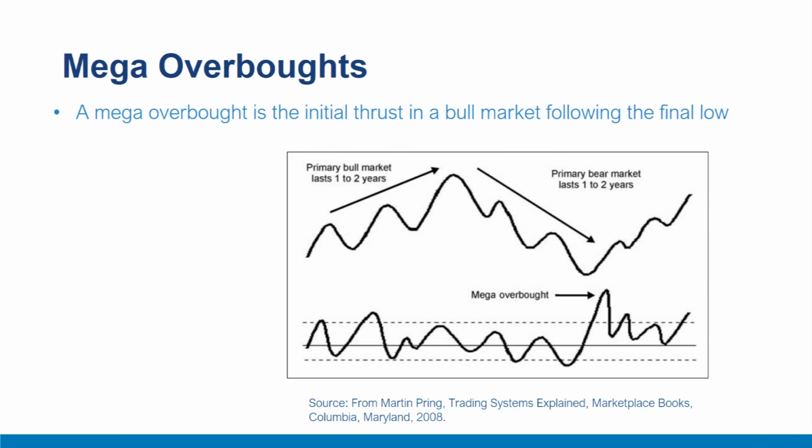There is a close connection between market sentiment indicators and the characteristics of oscillators. Since market sentiment differs widely during a bull and bear market, it follows that such variations are occasionally reflected in changing characteristics of momentum indicators as well, often referred to as mega overbought or mega oversold levels. A mega overbought like this is an initial thrust in a bull market following the final low. So this is the bear market, and this is the final thrust in the bear market, and then this is the first initial thrust in the bull market, which is captured, and this mega overbought just captures this dynamic.